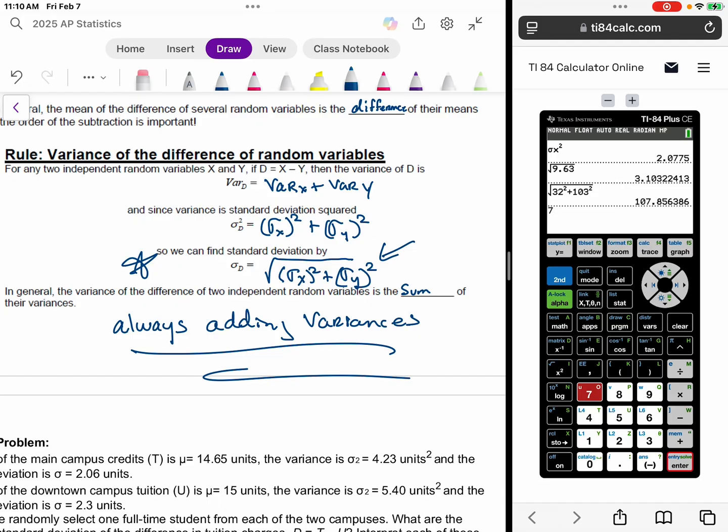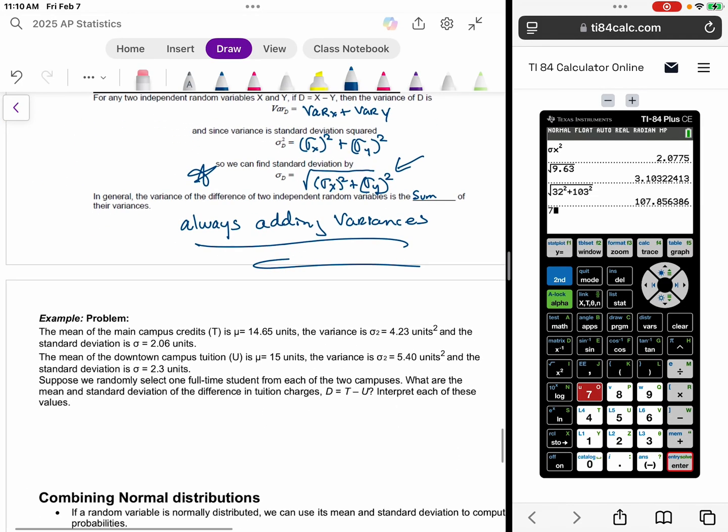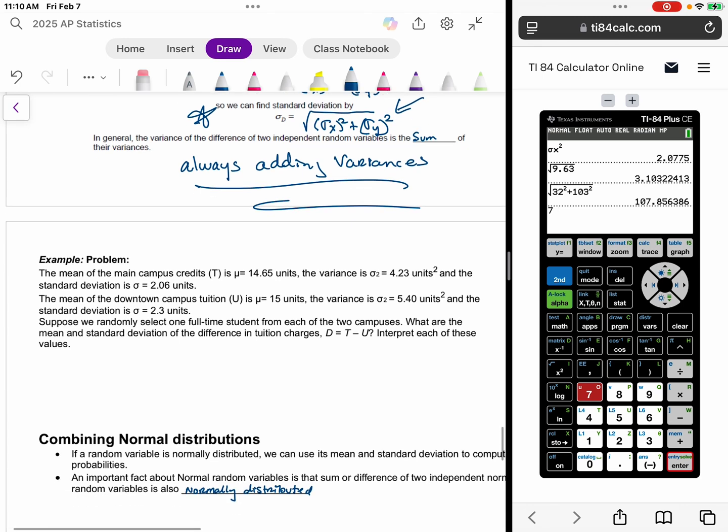You're always adding the variances. Even if it says it's a difference, you're still adding. The only time that you actually subtract is when it's the means. Okay? So we see that come up on multiple choice tests on the AP exam. We also see it pop up otherwise. So here's an example where we get to practice it.